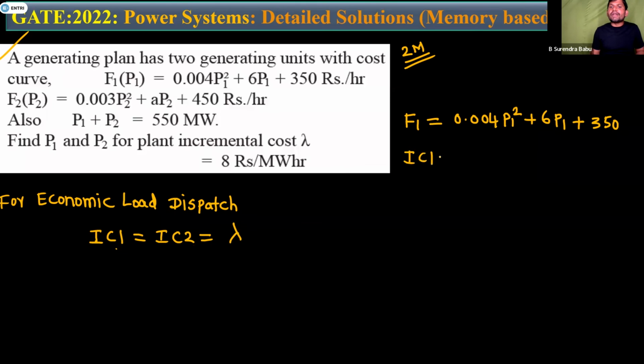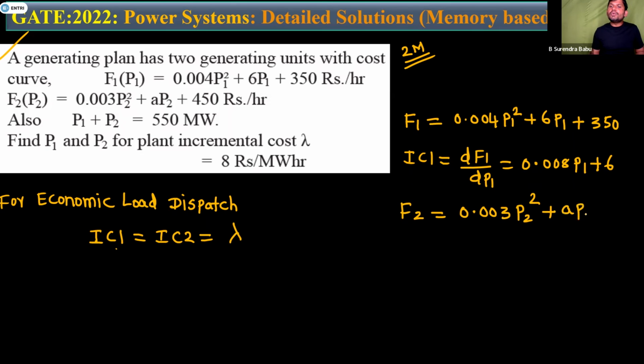What is IC1, students? IC1 equals dF1 by dP1. This is the fuel cost and this is the incremental fuel cost. Then you get 0.008 P1 plus 6. Then F2 is given as 0.003 P2 square plus A P2 plus 450. Then dF2 by dP2 is 0.006 P2 plus A. This is the IC2.